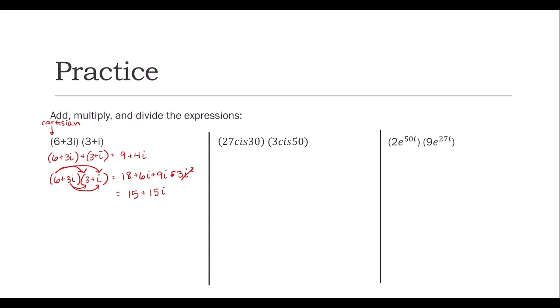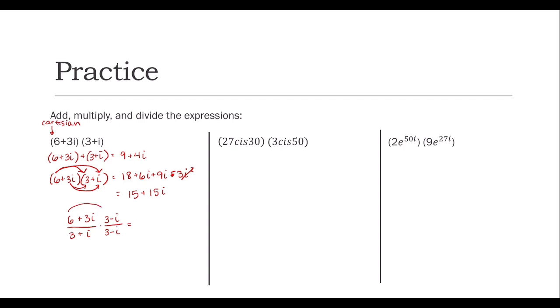And then finally, we need to divide the expressions. So we have 6 plus 3i over 3 plus i, which we'll multiply by the conjugate. So the conjugate of the denominator is 3 minus i. So we'll multiply by 3 minus i over 3 minus i.